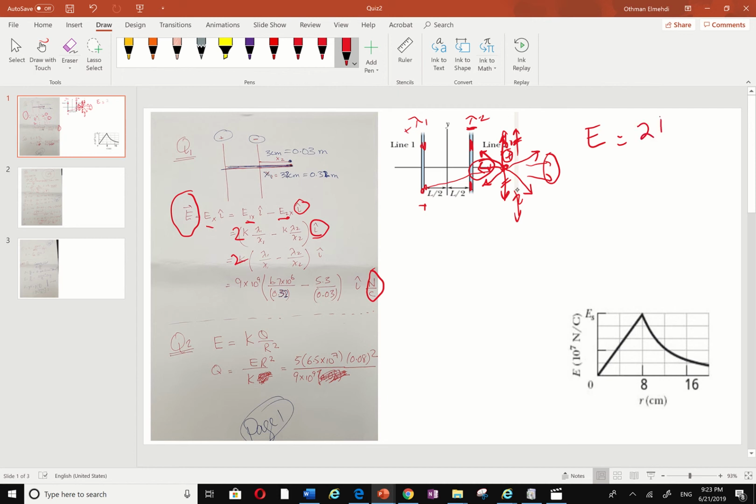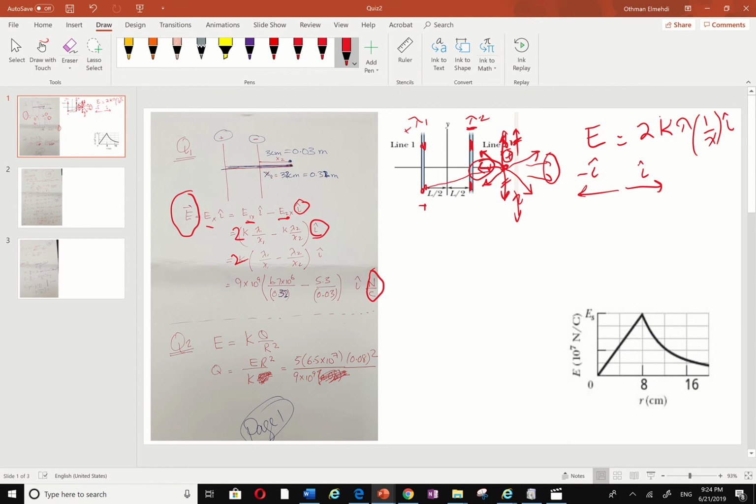So E is equal to 2K lambda 1 over x, and of course you have the i hat. Whether it's this way, it will be i hat. If it is this way, it's minus i hat. This is i hat, and this is minus i hat. And that's the solution for you there.